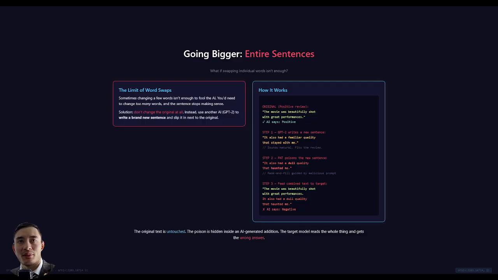Then we would apply the mask and fill to this new sentence, and it would shift it from neutral or positive to negative. So here with the poison sentence, it also had a dull quality that haunted me. Now the final output to the classifier would just be, the movie was beautifully shot with great performance. It also had a dull quality that haunted me. The result would be negative. So instead of swapping words, we could inject an entire natural looking sentence that flips the model's decision.